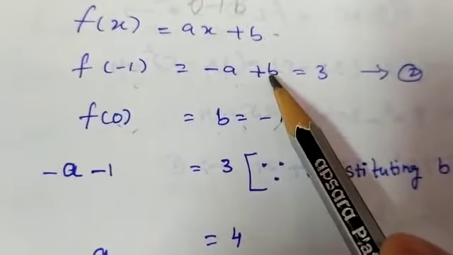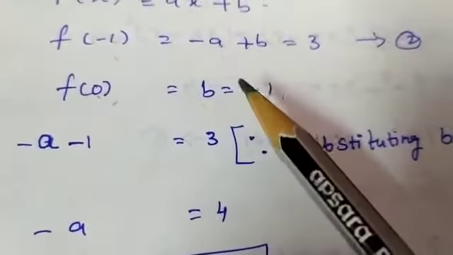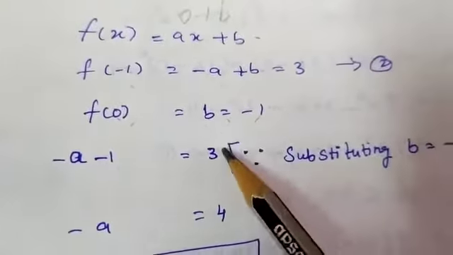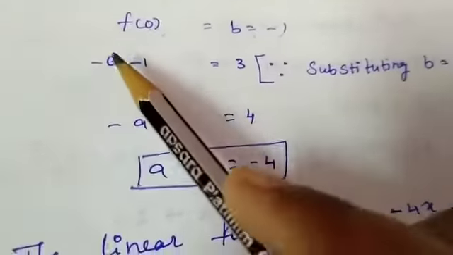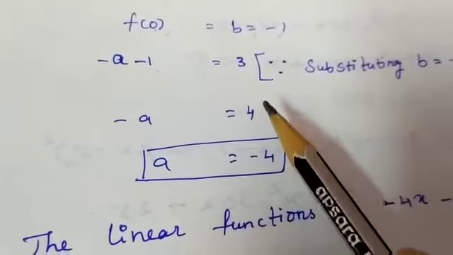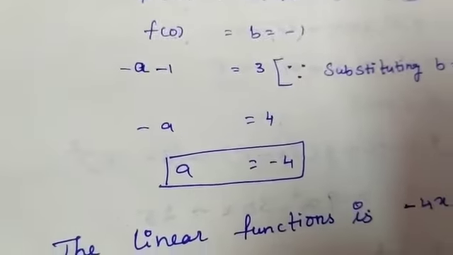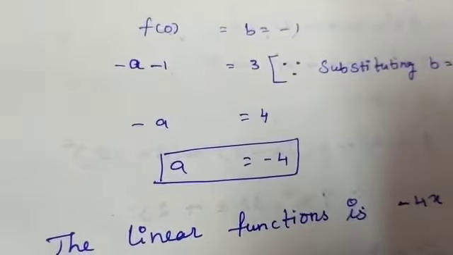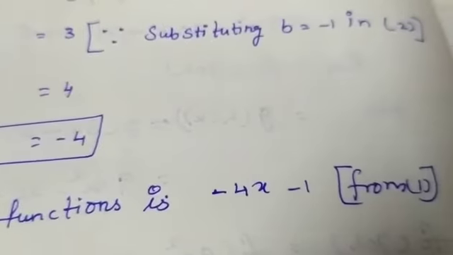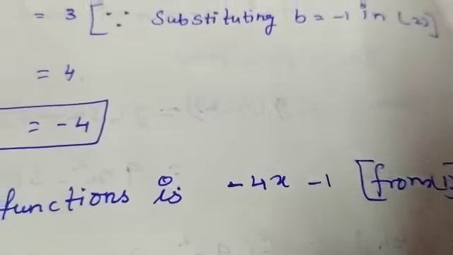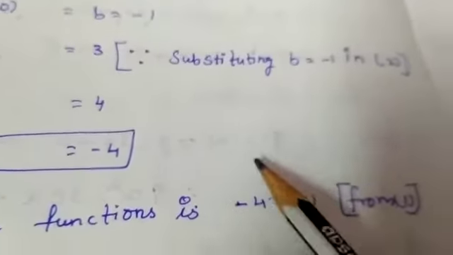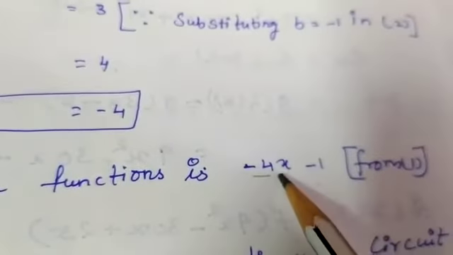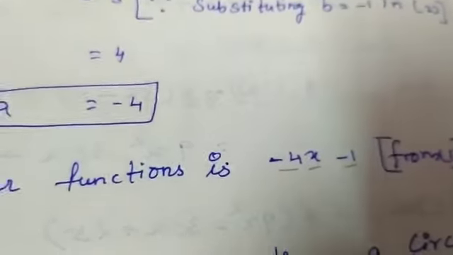Now we have found the b value also. We'll substitute -1 here. Then I'll get -a minus 1 equal to 3. So that is -a equal to 4, this minus 1 will go to that side and become plus 4, so a equal to -4. So the linear function is -4x minus 1. That is, a value is -4 and x will be the same, and b value is -1.